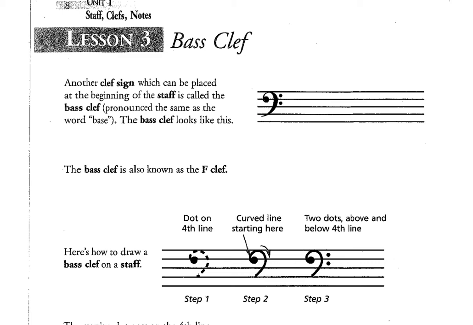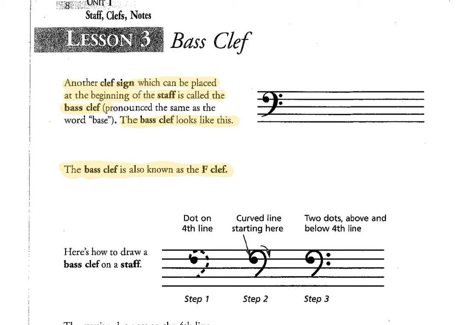So what does it say about it? It says, another clef sign which can be placed at the beginning of the staff is called the bass clef. The bass clef looks like this. The bass clef is also known as the F clef. Now, I don't want to go into the history of music, but it used to be that when you would draw this on the staff, people used to just draw a cursive F, and eventually it got fancier and fancier and fancier until it ended up looking like this. But that's for another time, okay?